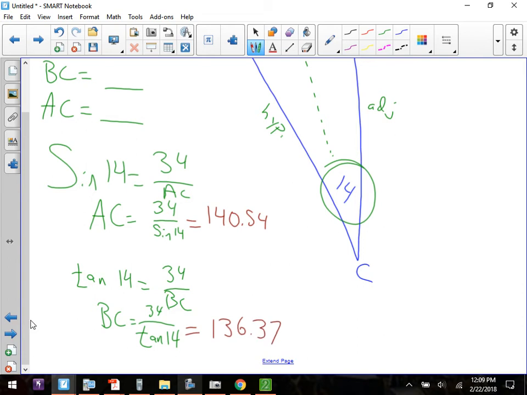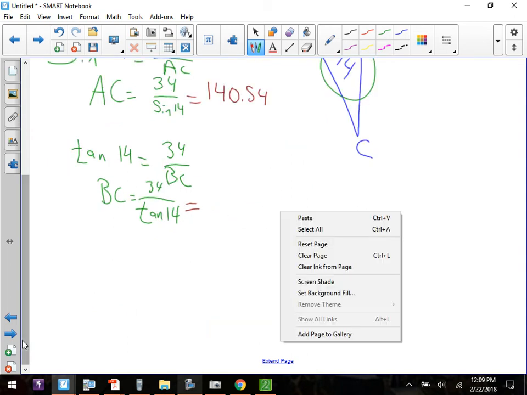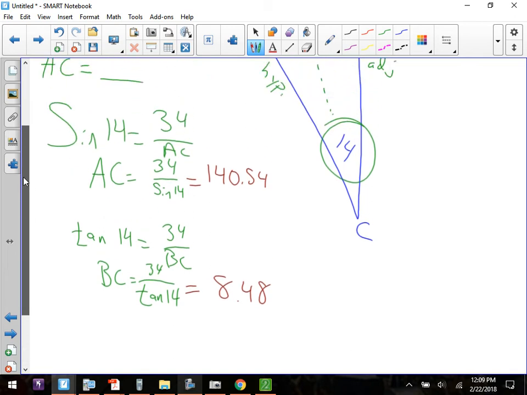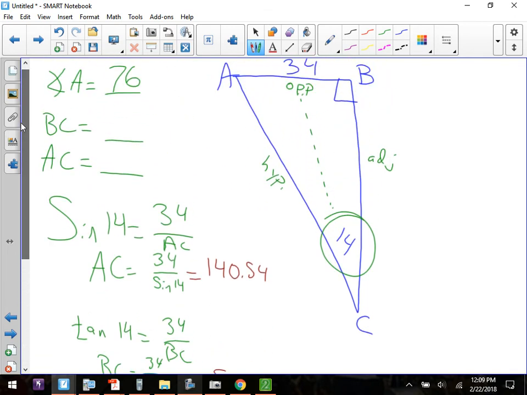You guys agree with that? 140.54 and 136.37? Yes. One thing, I did this exact same problem second hour, and I realized when I typed in something, I did this. Why can't this equal, bless you, why can't BC equal 8.48?